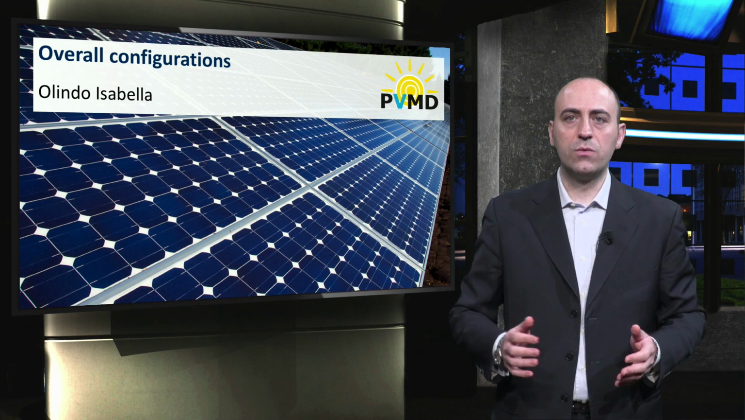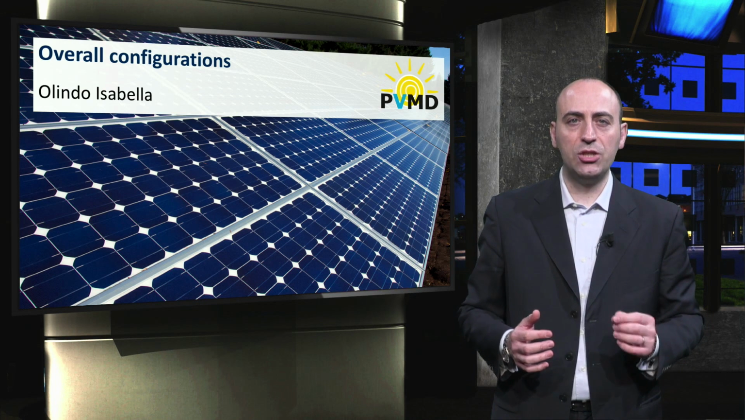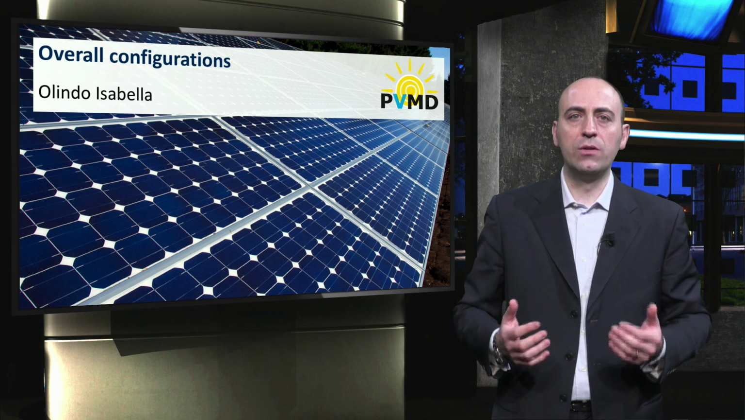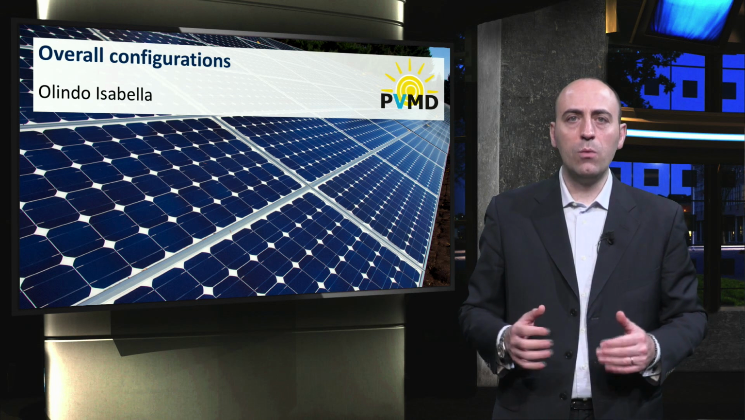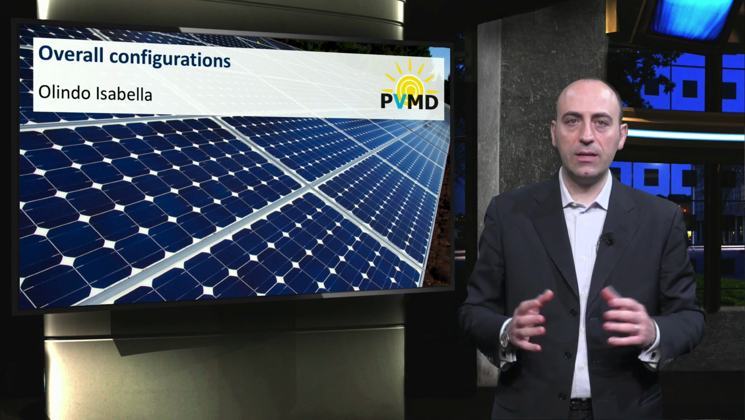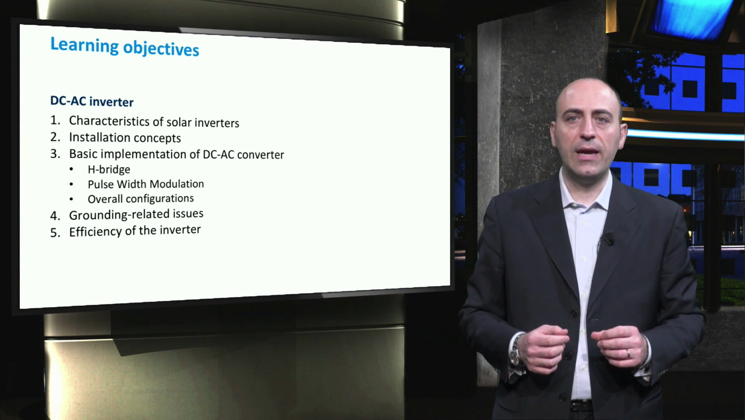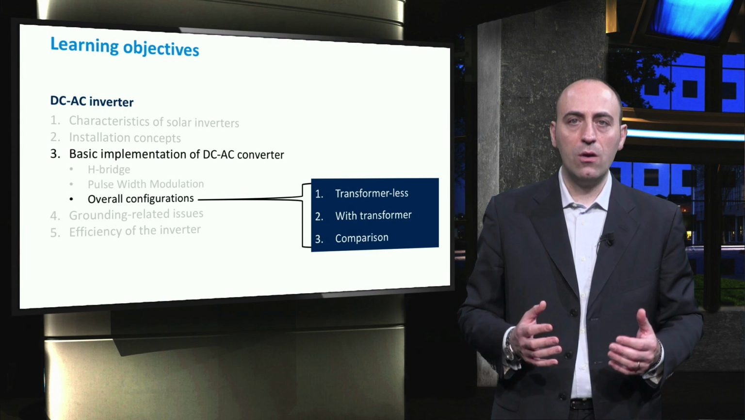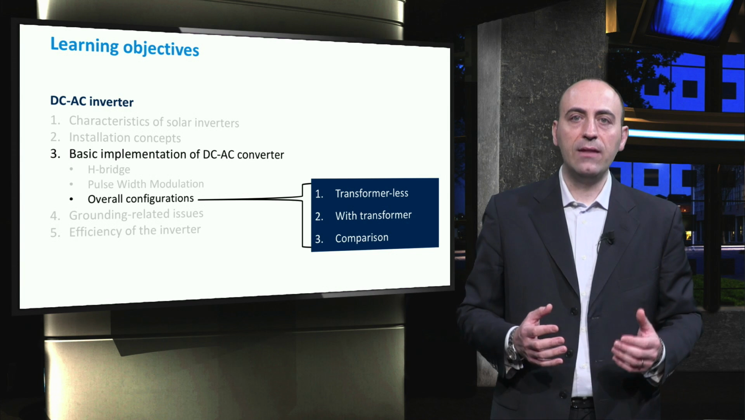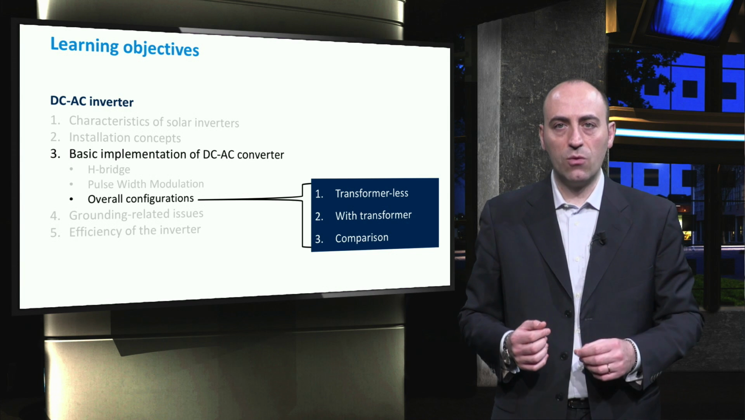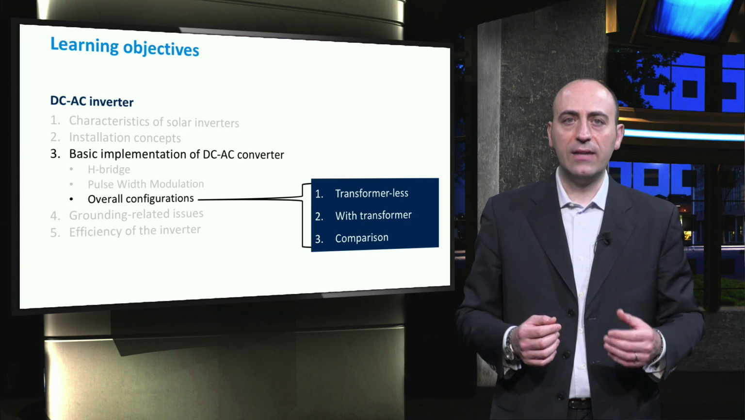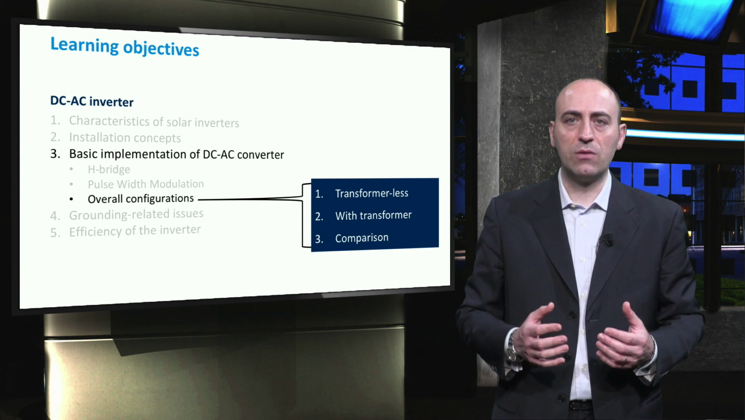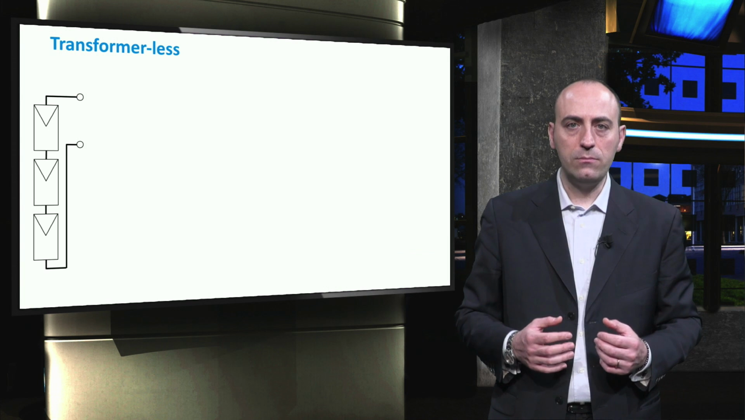In the previous videos, we saw the basic topology of the H-bridge inverter and how pulse width modulation is used to control the inverter output. In this video, we will see how inverters are practically configured. More in detail, we will have a look at the configuration of inverters without transformer or transformerless, and at the inverters that implement a transformer either at low or at a high frequency. In the end of the video, a comparison between the three types of inverter will be provided.